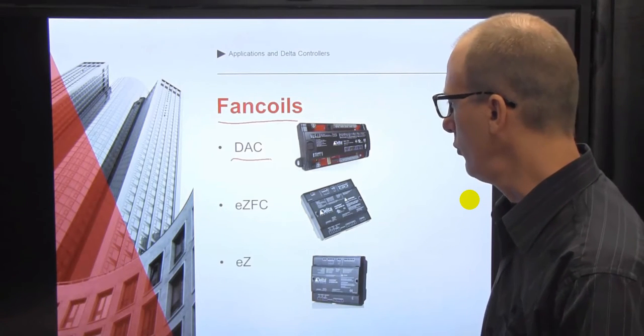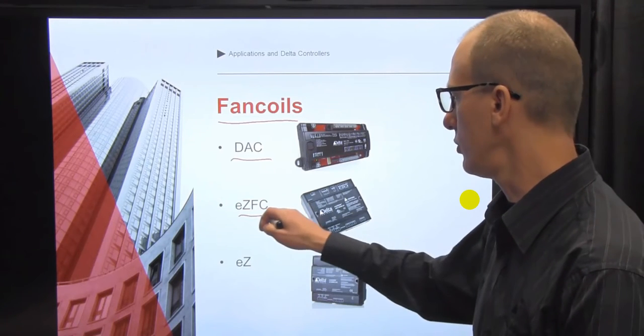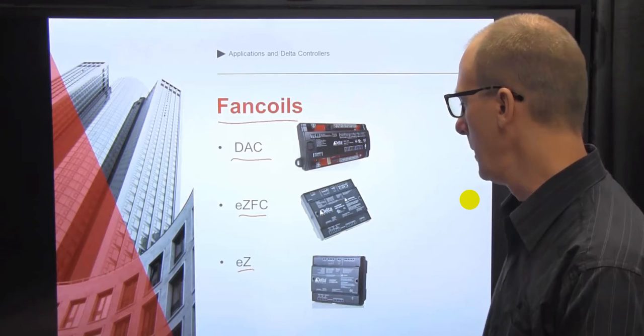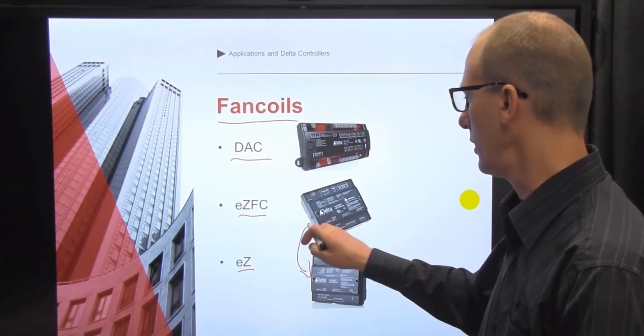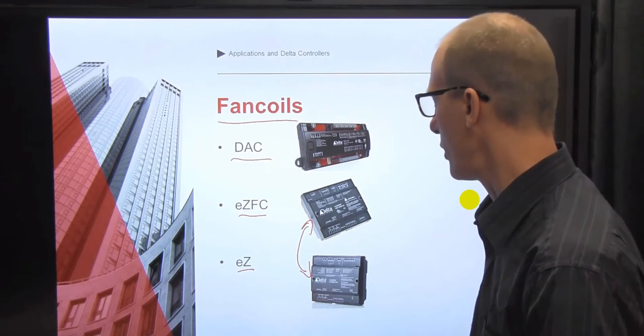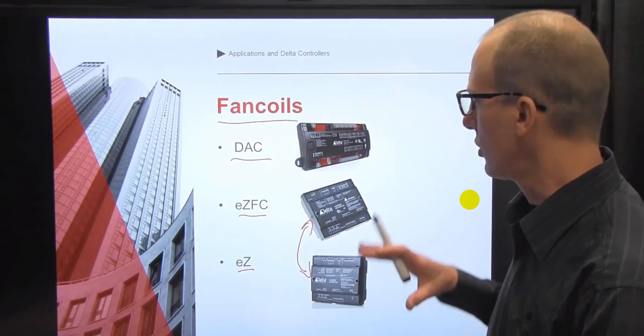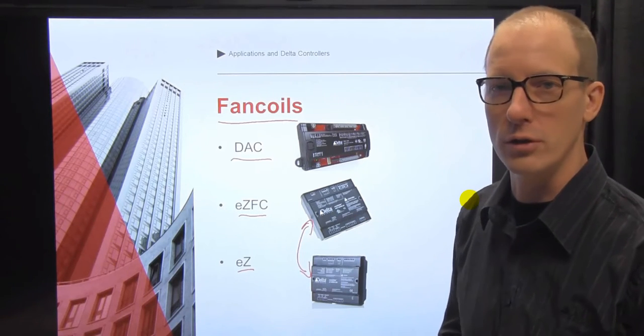There are also two products that are in the IntelliZone family. That's the EZFC and the EZ controller. Cosmetically, the two look very similar. If you look at these pictures, you'll see that, hey, they look the same. And that's largely true. They are very similar. But there are significant differences between the two, and that's why I wanted to break this out into two different topics here.